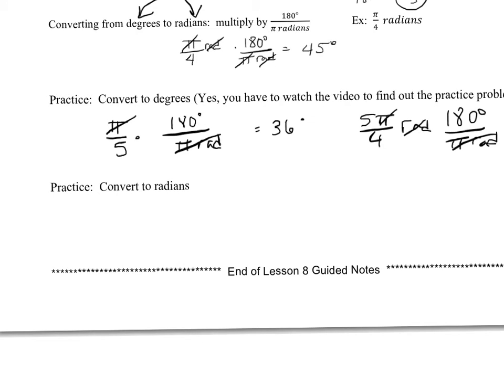Here I want to convert to radians. I want to convert 135 degrees to radians. Because I want to convert to radians, my pi radians will go on top, and my 180 degrees will go on bottom. So 135 over 180 converts to 3 pi over 4, 3/4 pi radians.